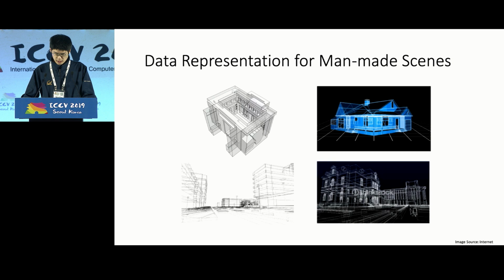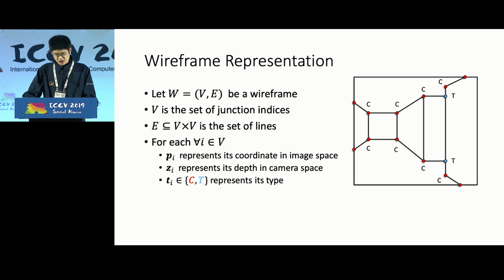To find a better representation, we try to get some intuition from architects. Architects often use line drawings when designing buildings, and these line drawings are called wireframes. A wireframe contains lines and junctions. Lines are the edges of the building, while the junctions are the endpoints of lines.